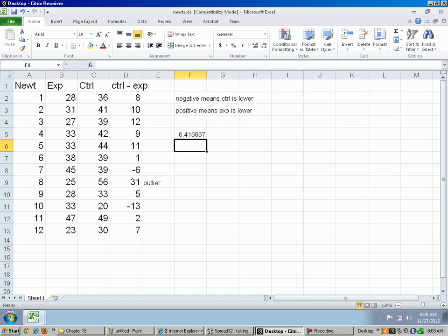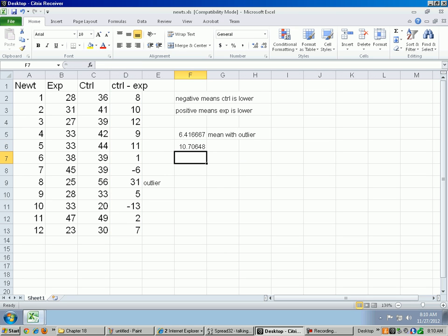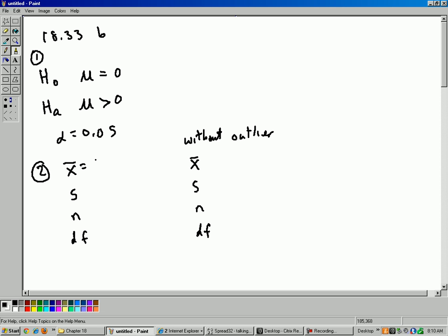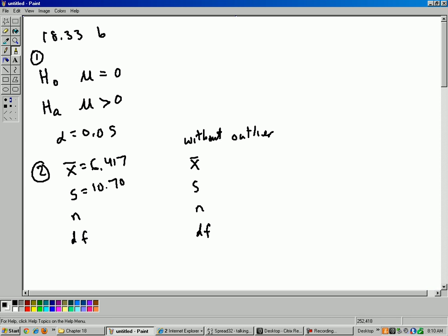So that's 6.416. That's the mean with the outlier. Okay, standard deviation of D2 to D13, the standard deviation with the outlier. Now let's copy those down here. So the mean, let's just do 6.417. That's probably good enough. The standard deviation, 10.706. Okay, n equals 12 when we have our outlier. Degrees of freedom is 11.